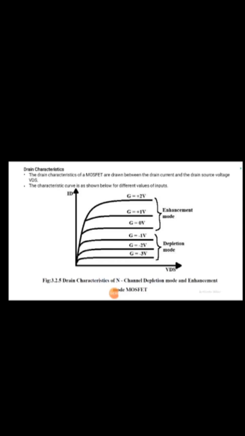Now the drain characteristics, which are between the drain current and the drain source voltage. For different values of the gate voltage, you can find the drain current values. Some of the values will be operating in the enhancement mode and some in the depletion mode. So you can see the transfer characteristics here. This is also defined as the variation of the drain current with the change in the gate source voltage in both the depletion as well as the enhancement modes. Thank you.